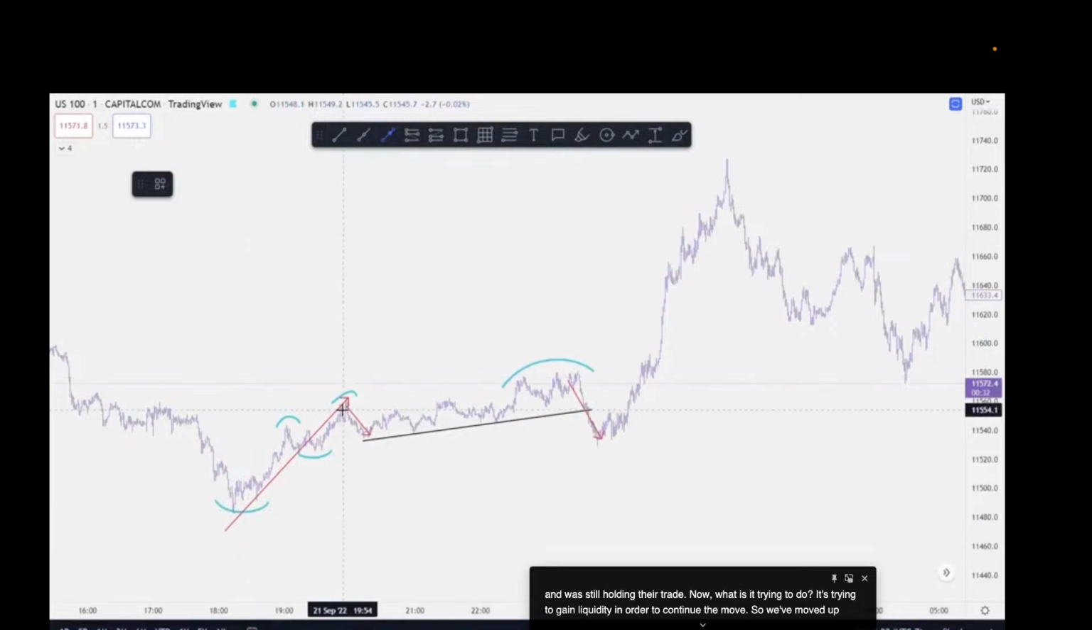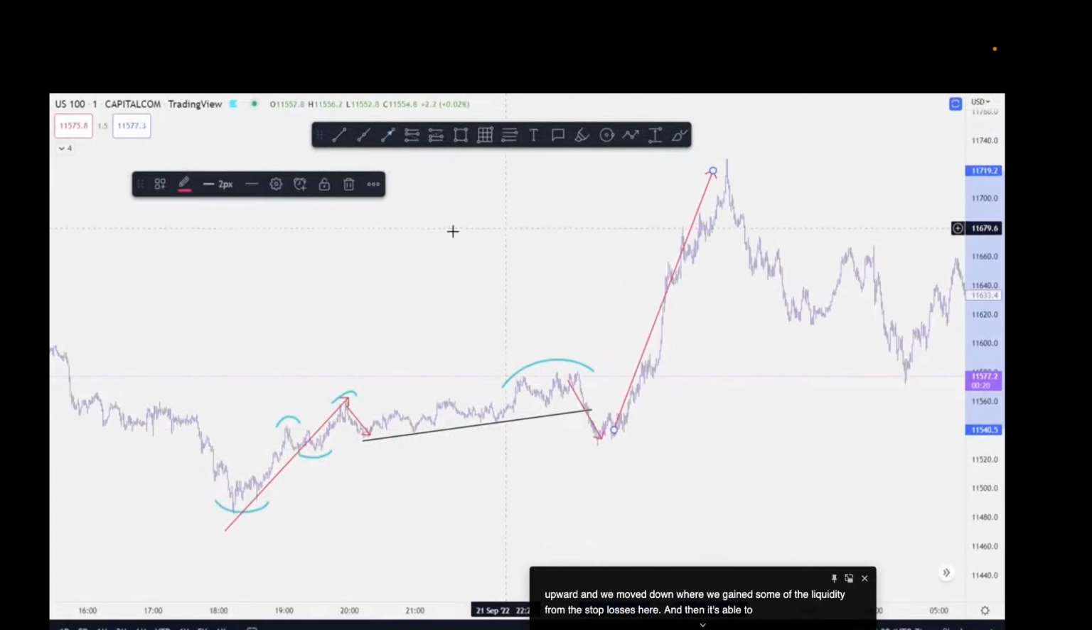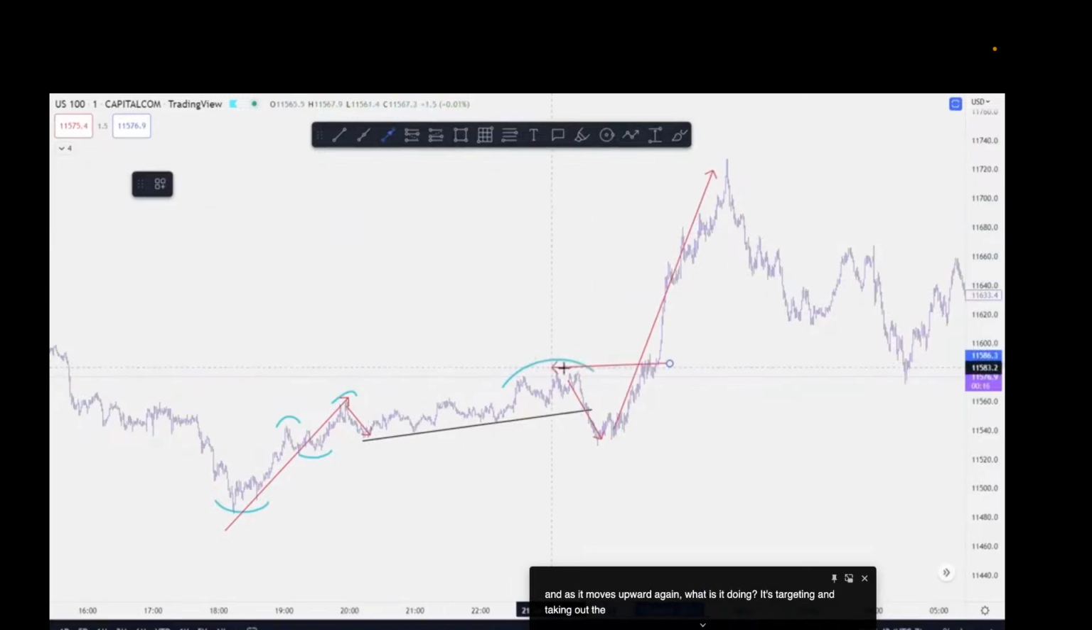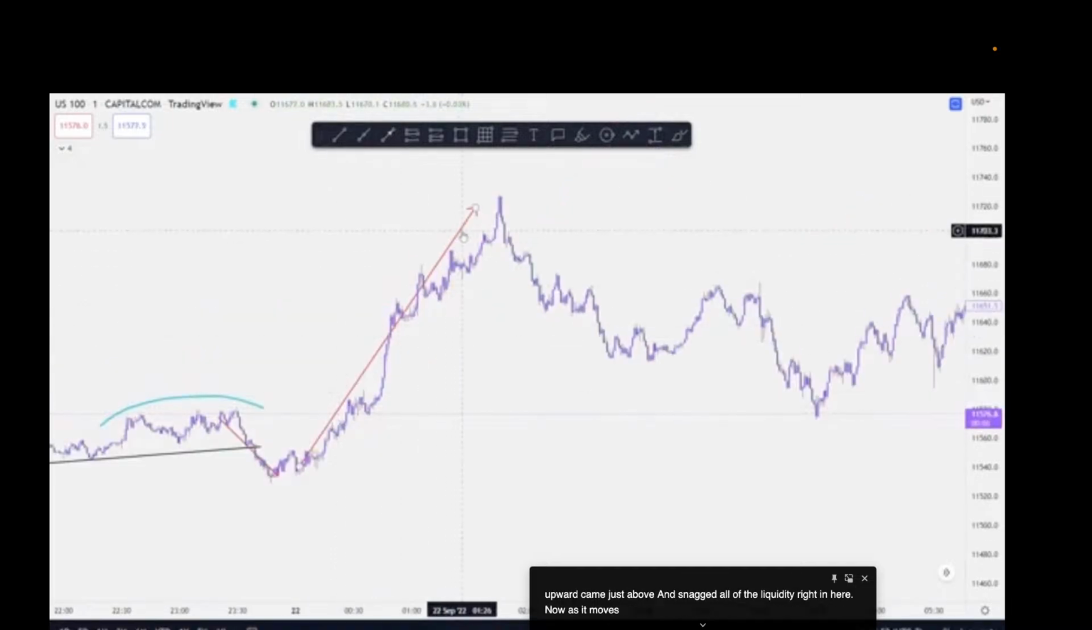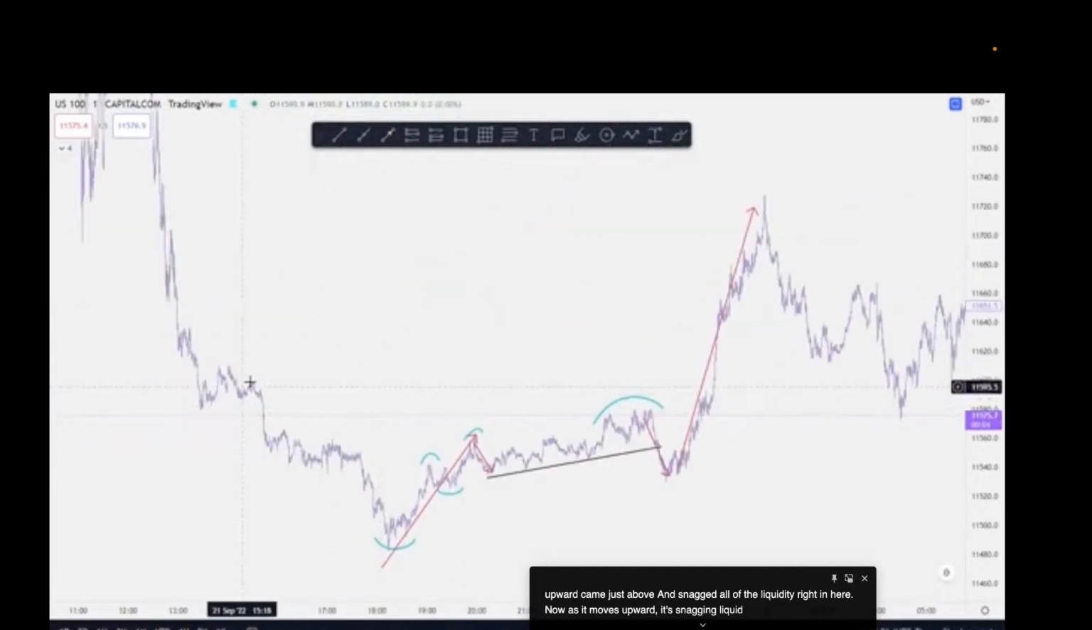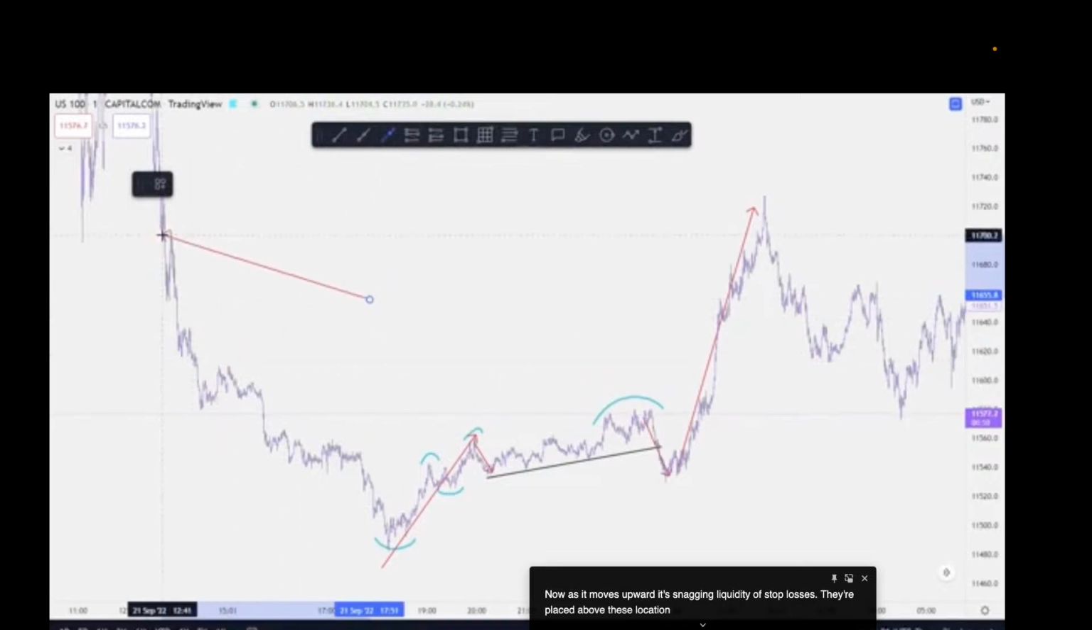So we've moved upward and we moved downward. We've gained some of the liquidity from the stop losses here, and then it's able to move upward again. And as it moves upward again, what is it doing? It's targeting and taking out the liquidity here. So you can see that the movement upward came just above and snagged all of the liquidity right in here. Now as it moves upward, it's snagging liquidity of stop losses that are placed above these locations off to here.